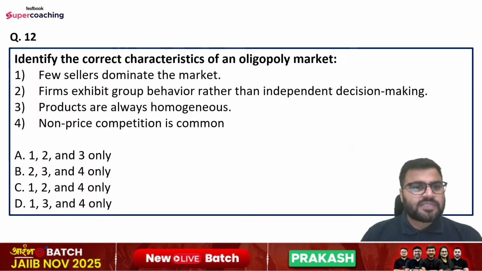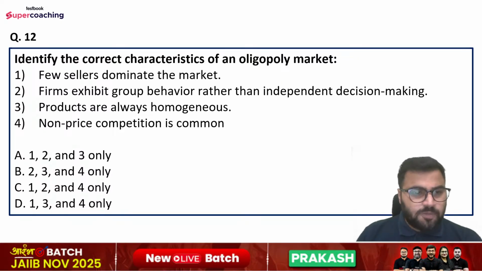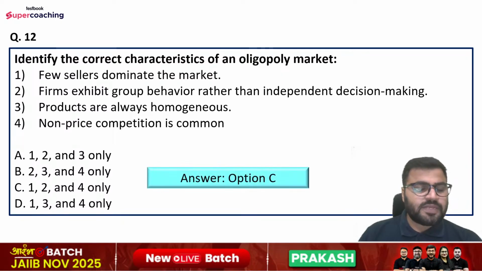Question number 12 is: identify the correct characteristics of an oligopoly market. Statements are: few sellers dominate the market. Statement number second, firms exhibit group behavior rather than independent decision making. Statement number third is products are always homogeneous, and statement number fourth is non-price competition is common here. So options are first, second, and third; second, third, and fourth; first, second, and fourth; or first, third, and fourth. So the right answer is option C here, that is first, second, and fourth.